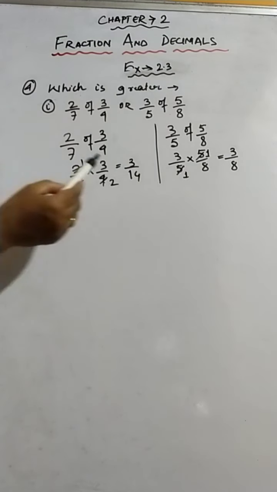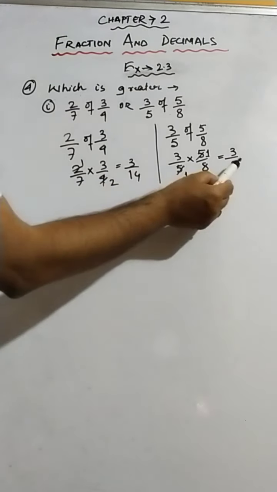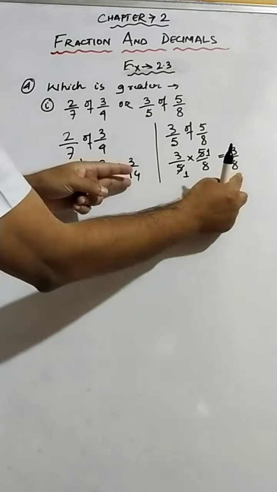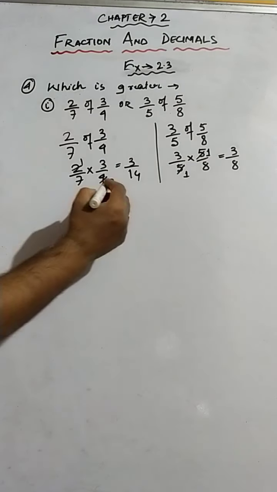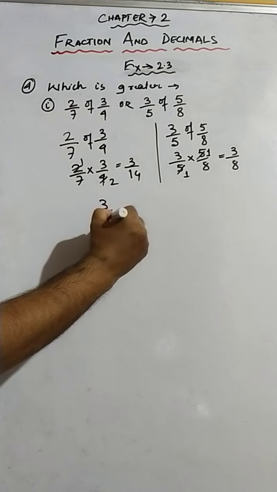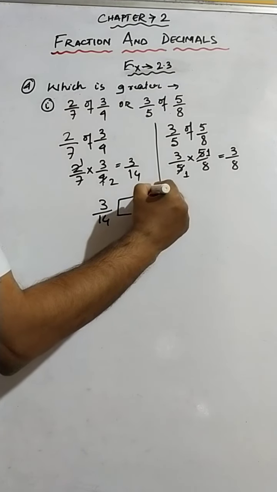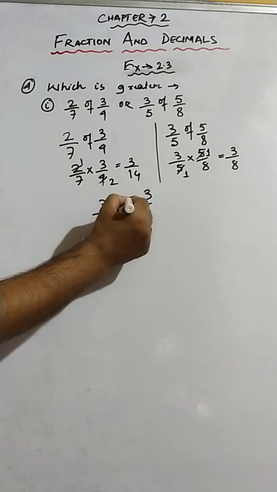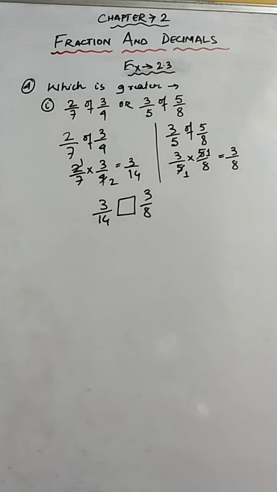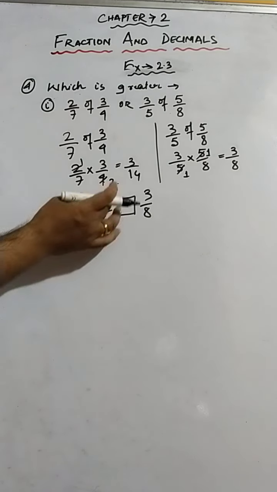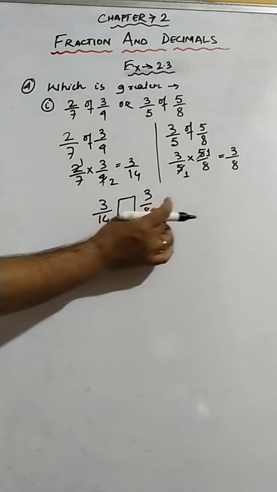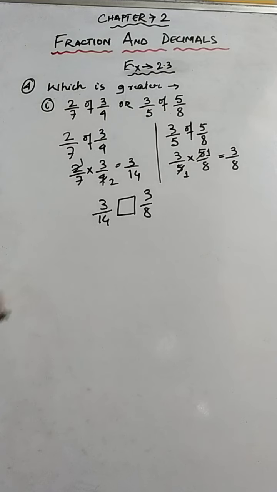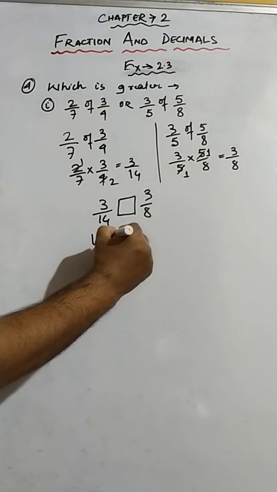Now we have to say which of these two fractions is greater, 3 by 14 or 3 by 8. So let me write it this way. Now we have to put a greater than sign or a less than sign. How to do that? For that we have to make these fractions like fractions, that is, we have to make the denominators alike.